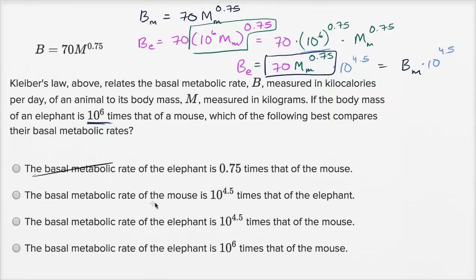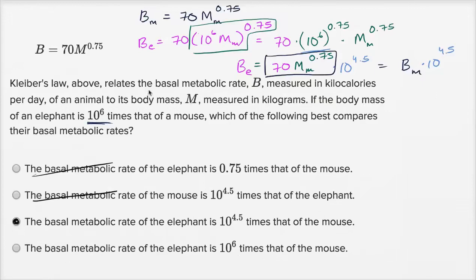The basal metabolic rate of the mouse is 10 to the 4.5 times that of an elephant. Nope, doesn't make any sense, because this is saying that the mouse has a higher basal metabolic rate, in terms of how many kilocalories per day it burns. You wouldn't have to do any math to just say this seems crazy, that a mouse would burn more calories than an elephant. The basal metabolic rate of an elephant is 10 to the 4.5 times that of a mouse. Well, that's exactly what we came up with. The basal metabolic rate of an elephant is 10 to the 6th times that of a mouse. And we already know that that's not going to be the case.